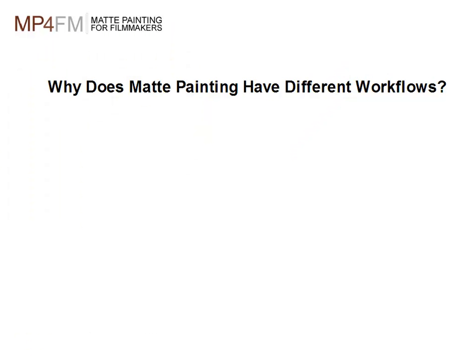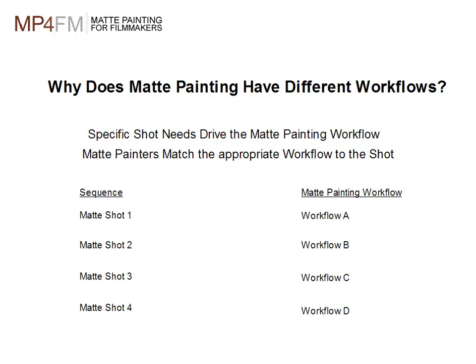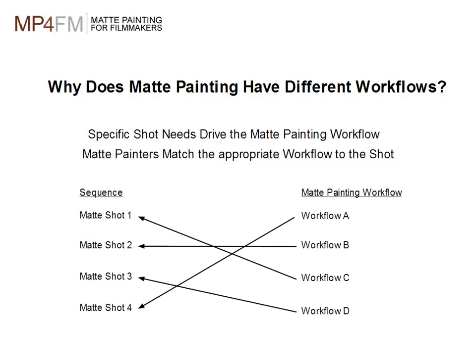The question is, why does matte painting have several different workflows when other VFX disciplines have a single workflow or a single workflow with some slight variation? In order to answer this question, I have to explain that matte painting is very shot specific, and the specific needs of a shot will drive what workflow the matte painter will use. So there could be several matte shots within a sequence, and potentially each of those shots could have a different workflow. So matte painting has several different well-established workflows, and these workflows that we're going to be talking about here will be matched up with the needs of the shot.